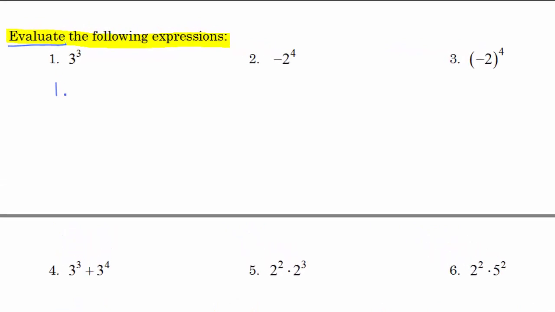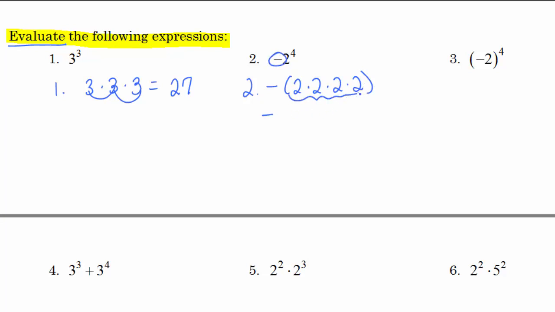So the first one, what is 3 to the third power? Meaning what is 3 times 3 times 3? Well, 9 times 3 is 27. The second one is negative 2 times 2 times 2 times 2. We do that negative last. We figure out what that is and then make it negative. So 2 times 2 is 4, times 2 is 8, times 2 is 16. So the answer is negative 16.